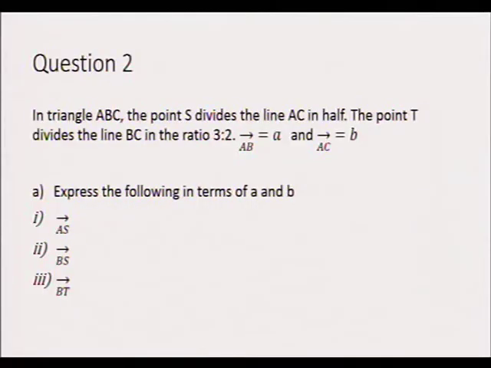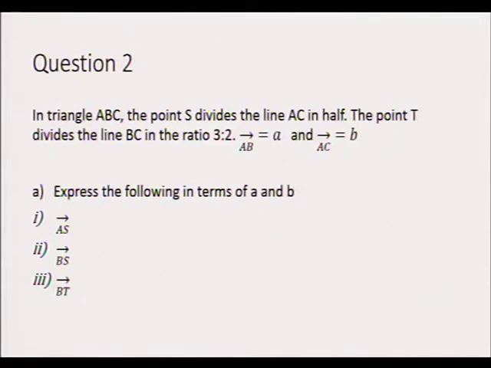Okay. Let's move on to the next question. Question 2. In triangle ABC, the point S divides the line AC in half. The point D divides the line BC in the ratio 3:2. The vector AB is A and AC is denoted with B. Now, express the following in terms of A and B.